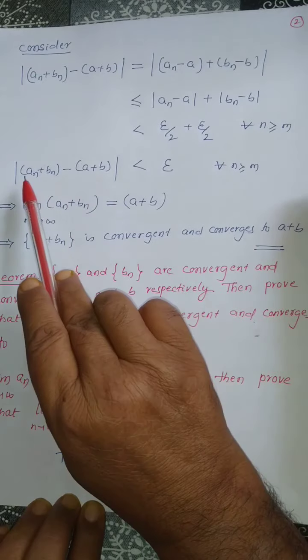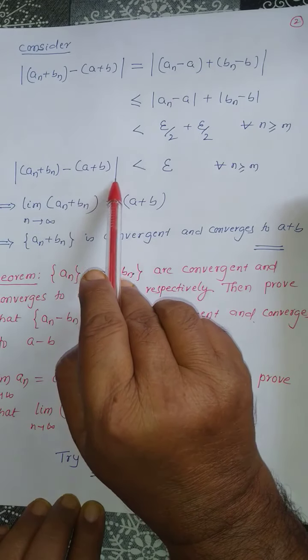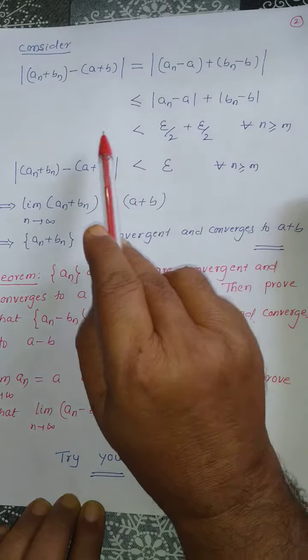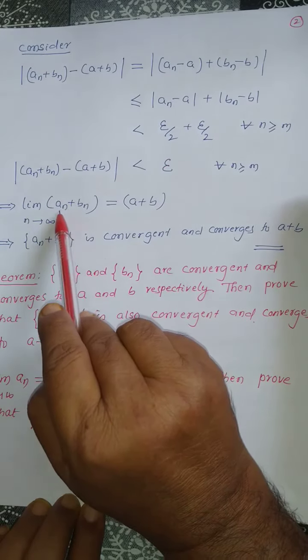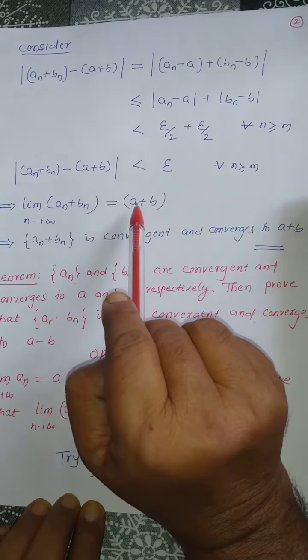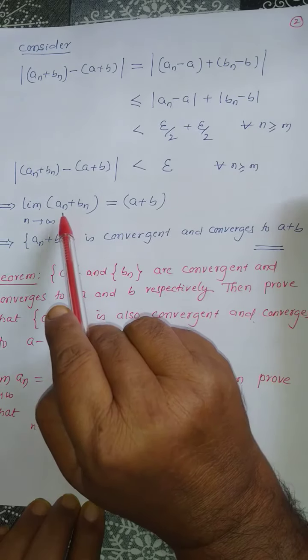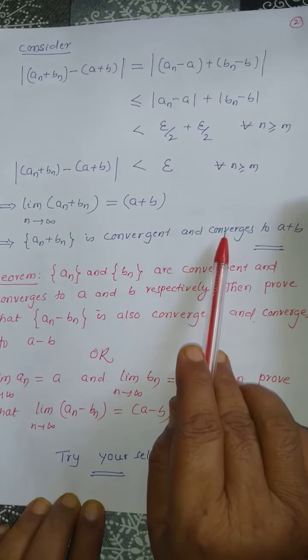So for that, the modulus of an plus bn minus a plus b is less than epsilon. So this is a limit. Therefore, the limit of an plus bn as n tends to infinity equals a plus b. Therefore, an plus bn is convergent.